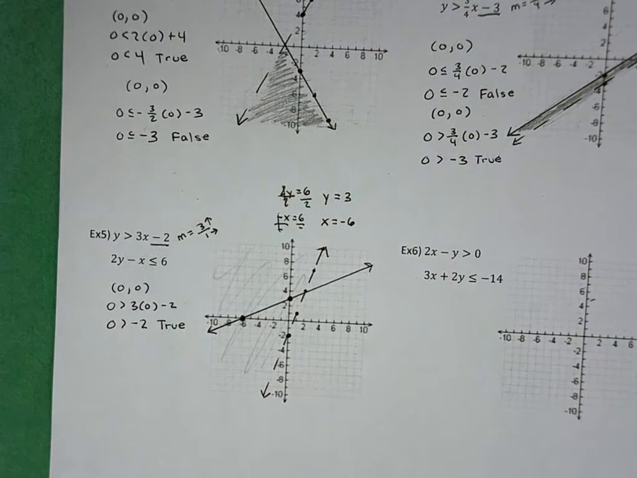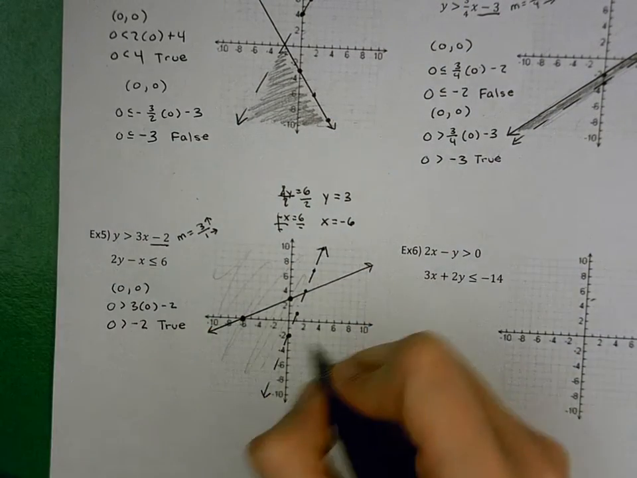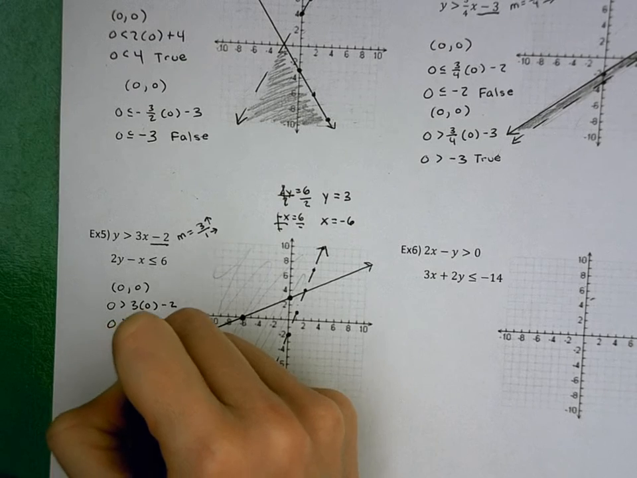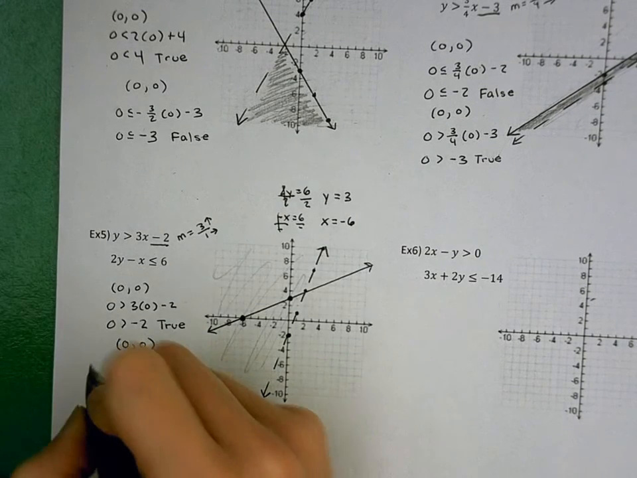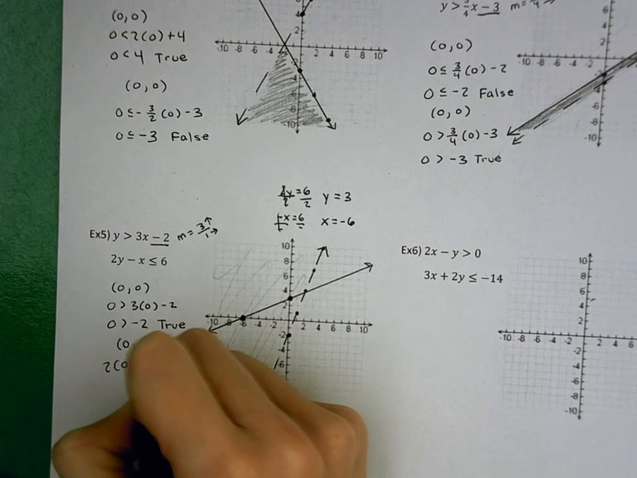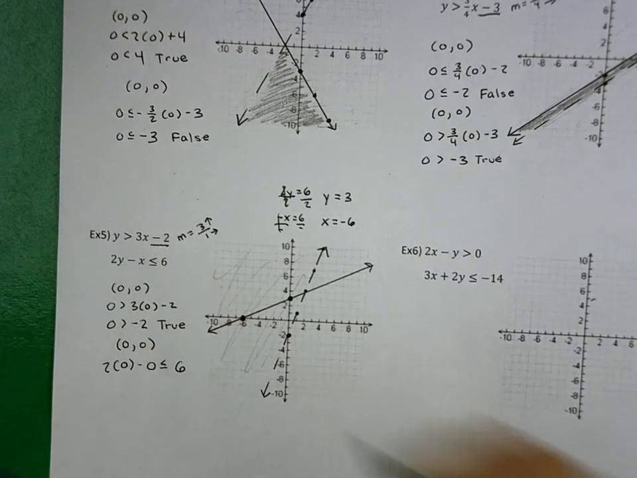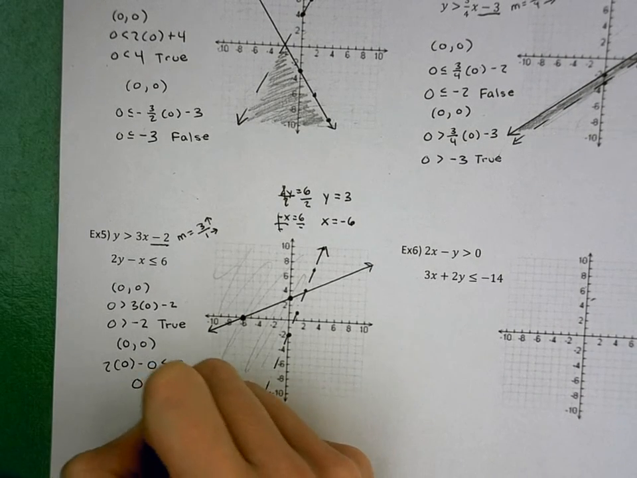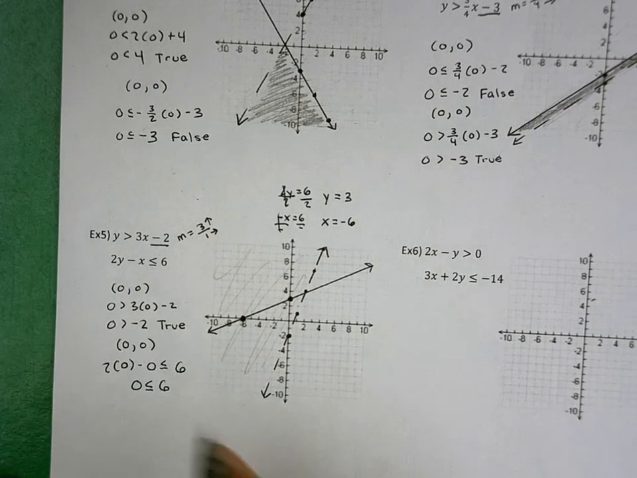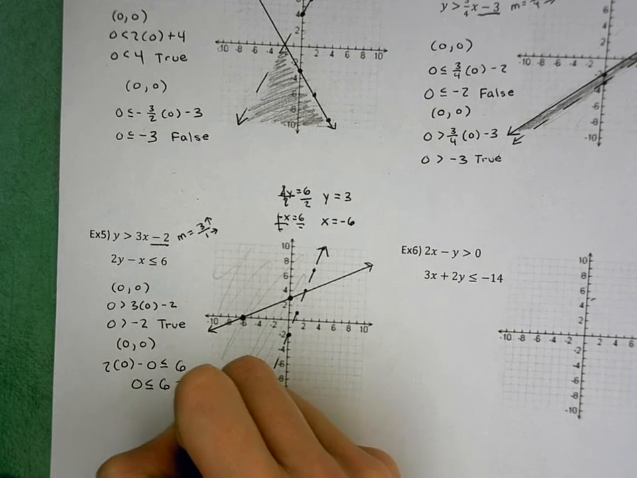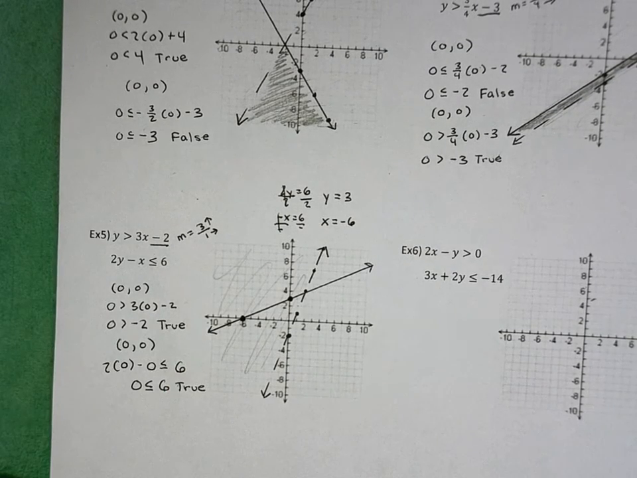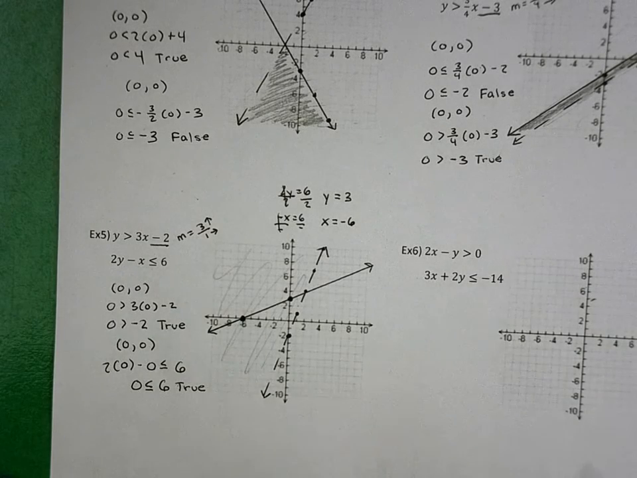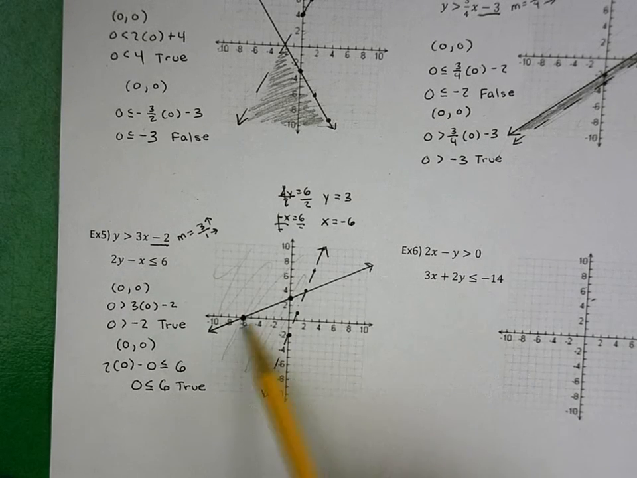Okay, and then testing a point, 0, 0 is not on that line, so I'm going to go ahead and test 0, 0. We get 2 times 0 minus 0 is less than or equal to 6. 0 minus 0 is 0. And is 0 less than or equal to 6? It is. And so we're going to shade for that line, that solid line, towards the 0, 0. Here's 0, 0. So we're going to shade in that region.